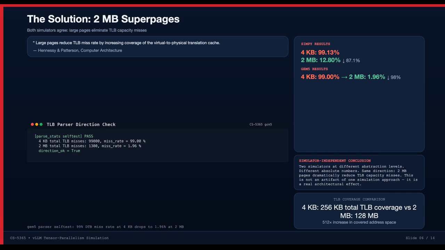The 2 megabyte super pages dramatically reduced the translation lookaside buffer capacity misses, and this is not an artifact of one simulation approach, and so it gives a greater indication that we're headed in the right direction on our hardware setup, which we'll come to later on in the presentation.